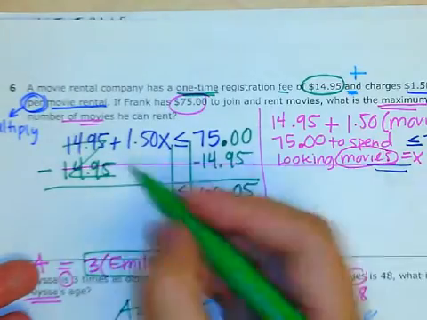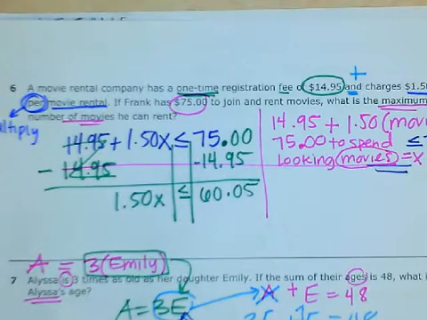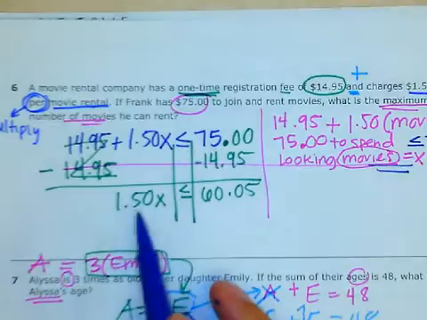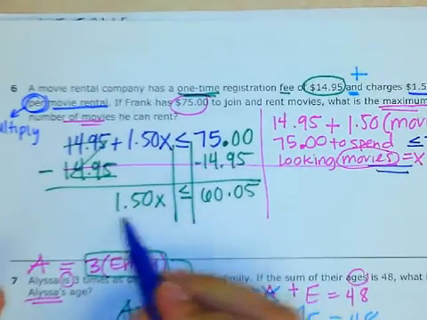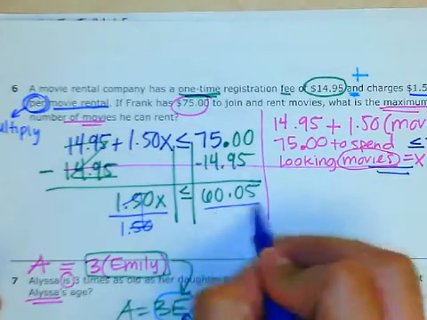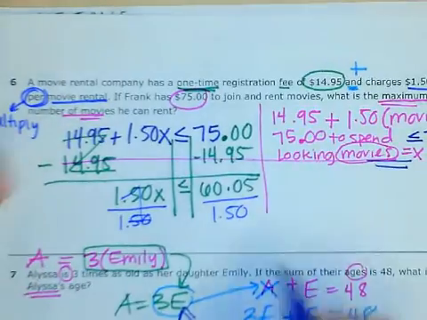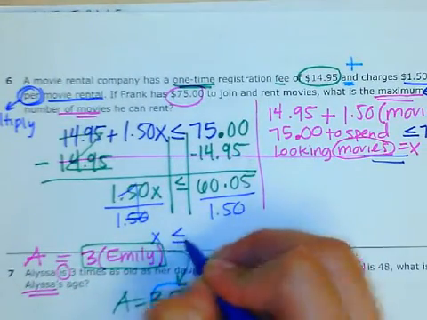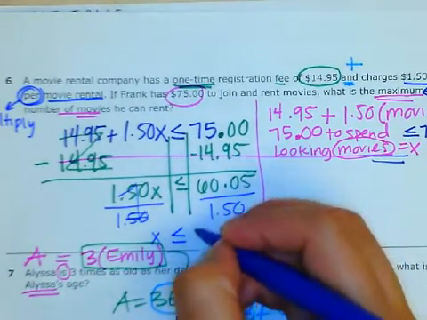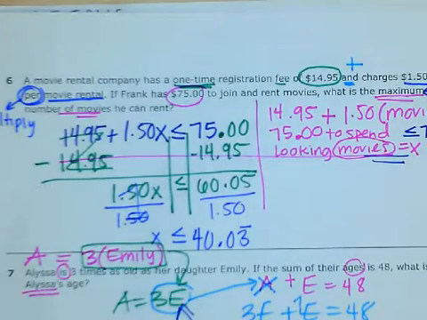They zeroed out, but you still have the 150x. As our last step, we want to get rid of that 150 so that x is alone. So when they're together, they're being multiplied, so the opposite is divide. So we divide by 150, we divide by 150. And then we get x is less than or equal to 40.03 repeating.